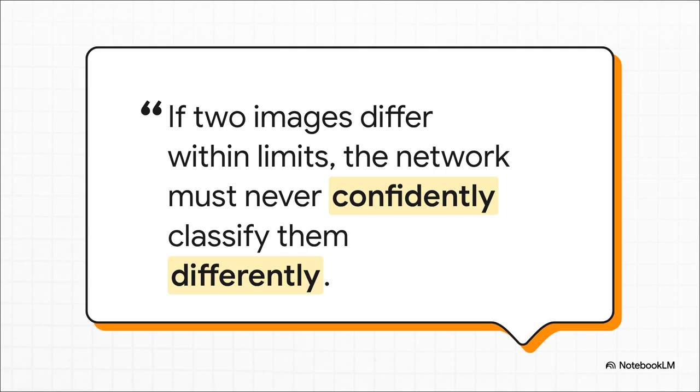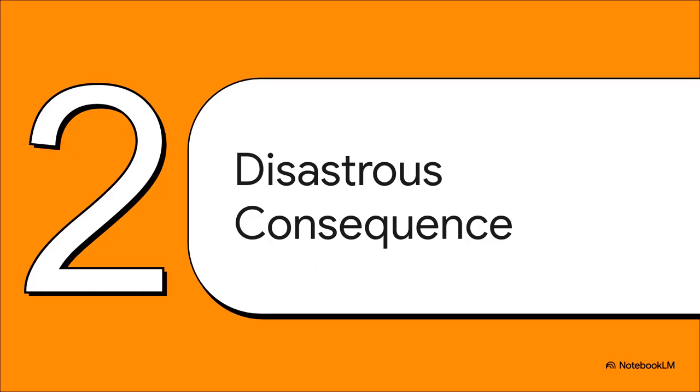And you know what? It sounds perfectly reasonable. If two images are almost identical, the AI shouldn't be confident that they're two completely different things. This should stop the whole panda to gibbon thing cold. It's simple, it's logical, and it turns out it's a complete disaster. With that one simple rule, we've basically created a logical time bomb.